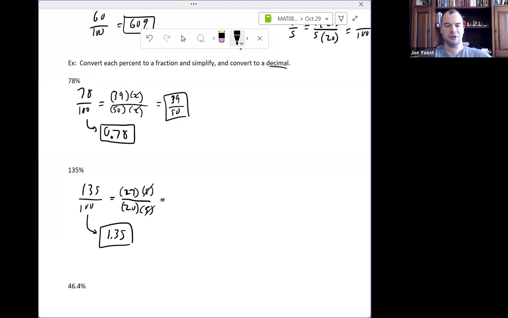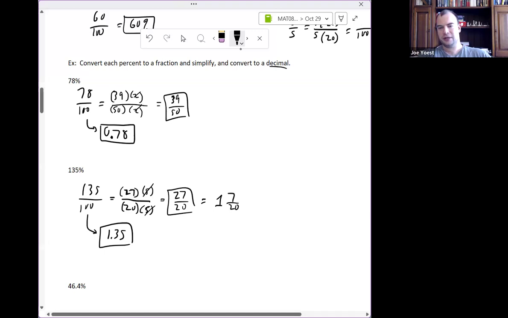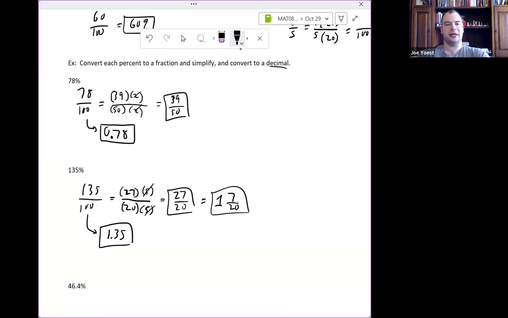My 5s can divide out, and I have 27 divided by 20. Well, 27 is 3 times 3 times 3, and 20 has no factors of 3. So 135% can be written as 1.35 or 27/20ths. Or I suppose if we really wanted to, we could write it as 20/20ths, or 1 plus 7/20ths. If we wanted to write that improper fraction as a mixed number, if we would prefer that, we can do that as well. It's 1 and 7/20ths.